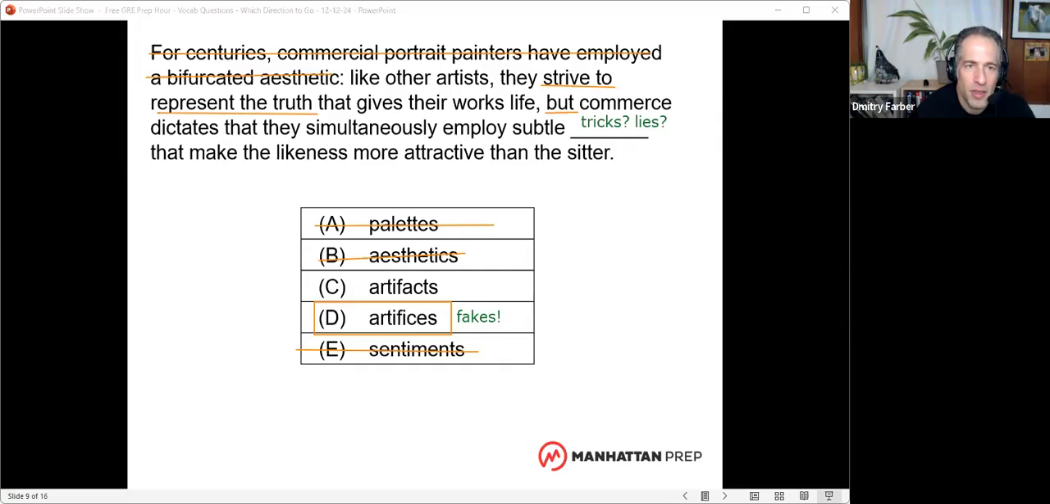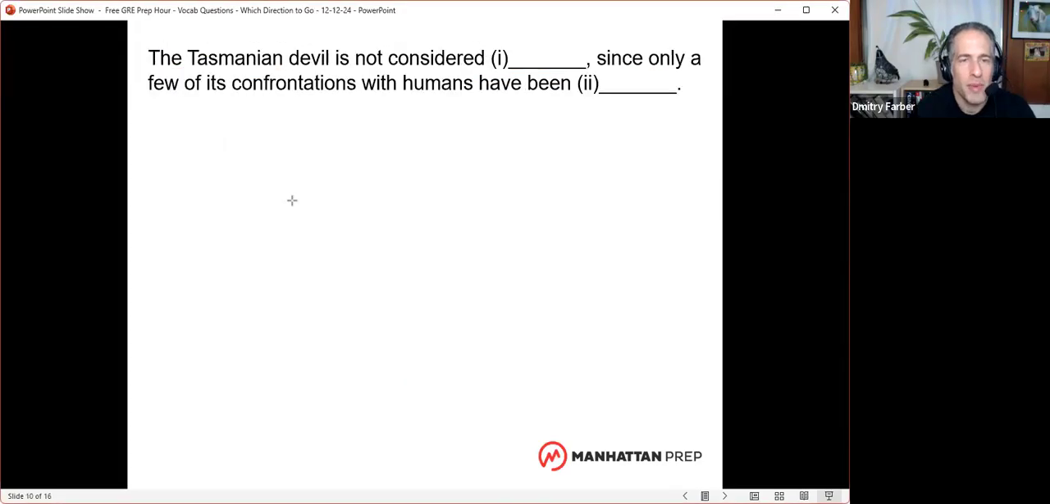Do some more. Let's talk before we look at the answers on how we'd fill this one in. The Tasmanian devil is not considered blank, since only a few of its confrontations with humans have been blank. Hmm. Not a ton to go on. Any ideas?